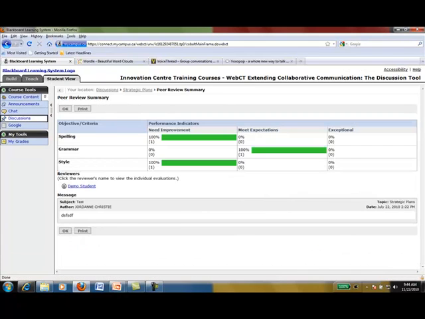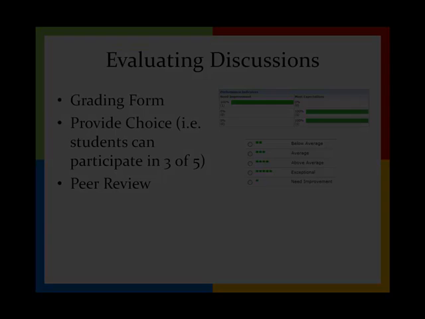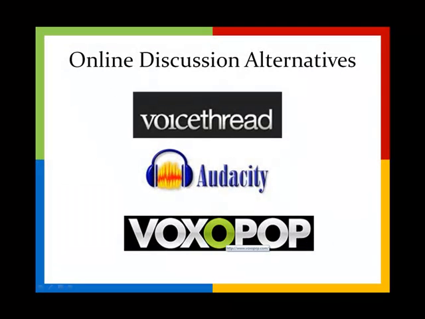If students do review each other, they'll have a summary of how students have reviewed each other, so students can see it and you can see it as well, and that's part of the peer review. The last piece is, in addition to the discussion board that's available in WebCT, there are also some alternative tools that you can use to create discussion.